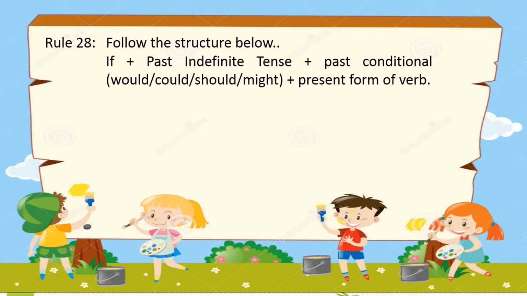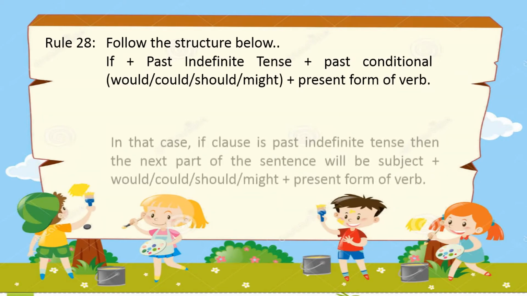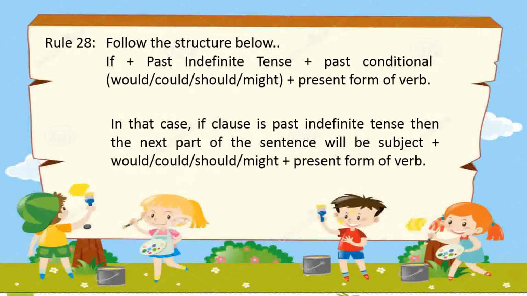So if plus past indefinite tense plus past conditional plus present form of verb. In that case, if the if clause is past indefinite tense, then the next part of the sentence will be subject plus would, could, should, might plus present form of verb. Let's see the example.